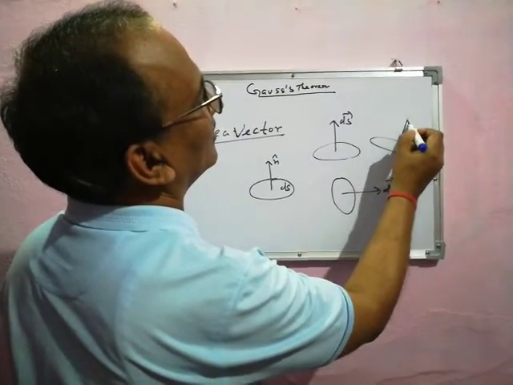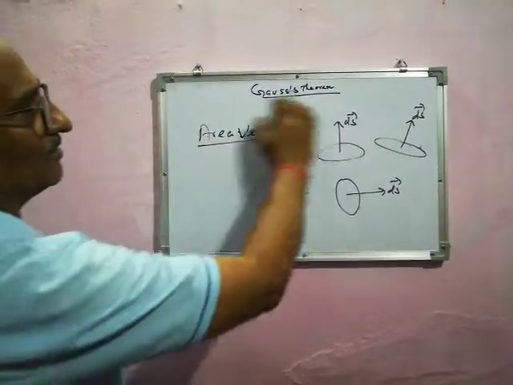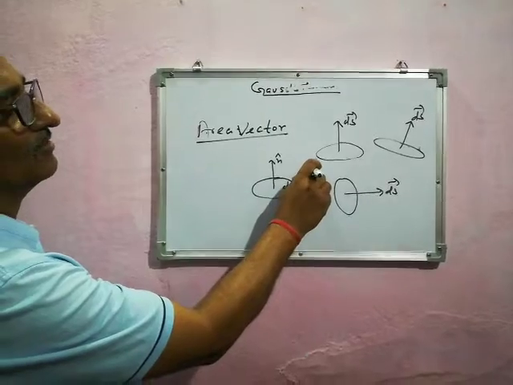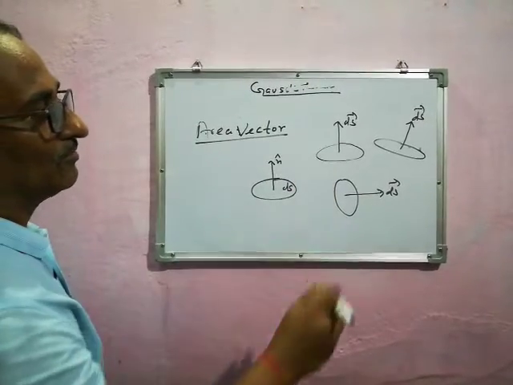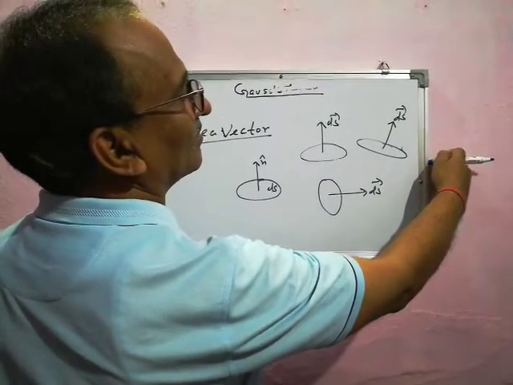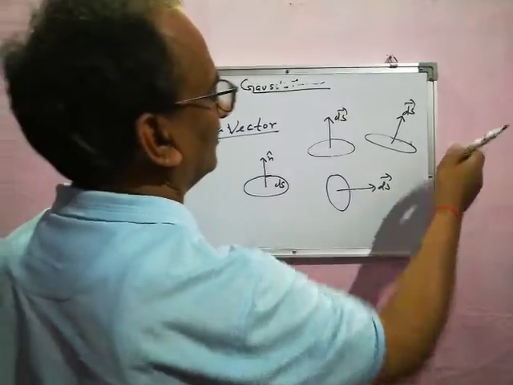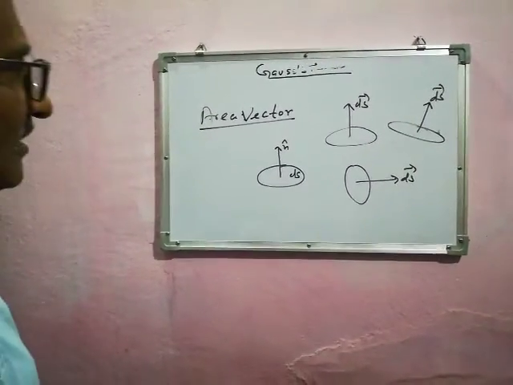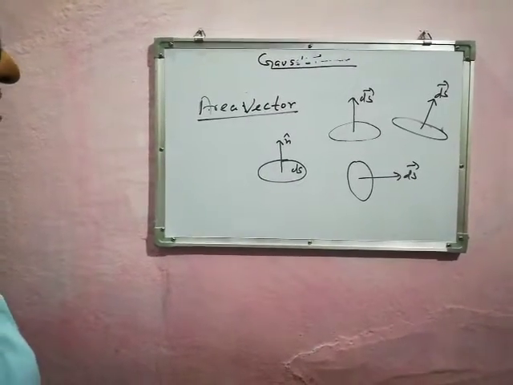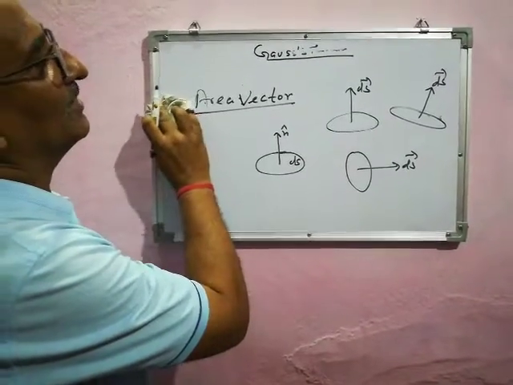Here the direction of area vector is perpendicularly outward. So if we consider this surface area as a vector, this vector will be along this direction. But if you consider this cross-sectional area as a vector, its direction will be along the perpendicular drawn on this area outward. In this way you learn the directions of area elements or area vectors. It is perpendicularly outward.